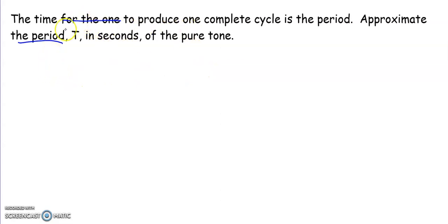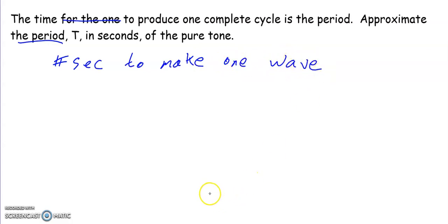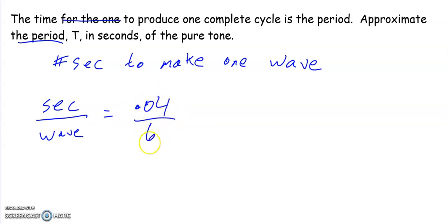The period is the time needed to complete 1 cycle. So what we are looking for is the number of seconds to make 1 wave. So I'm going to compare seconds to the number of waves. Well, we already know that it took us 0.04 seconds to make 6 waves. We got that from the graph.